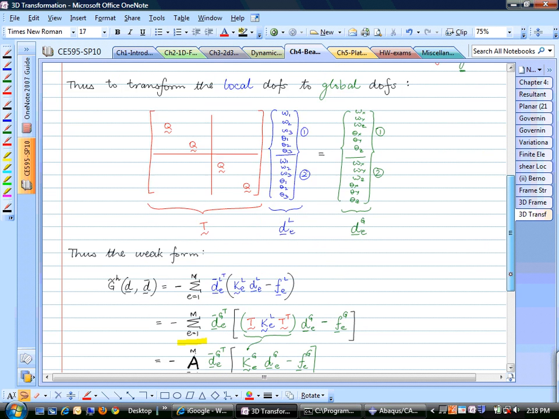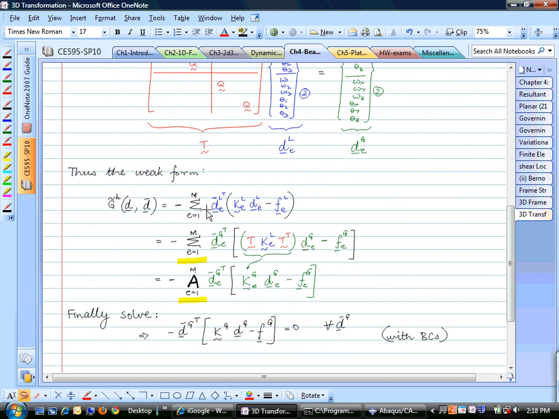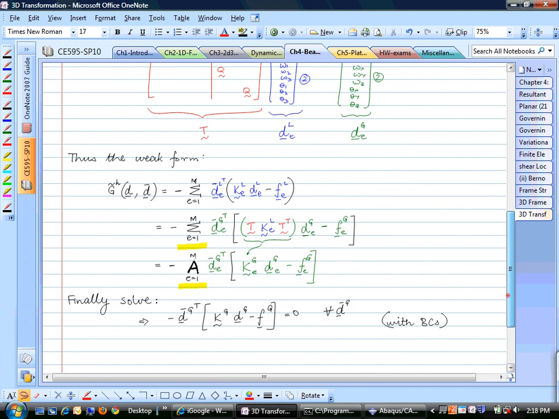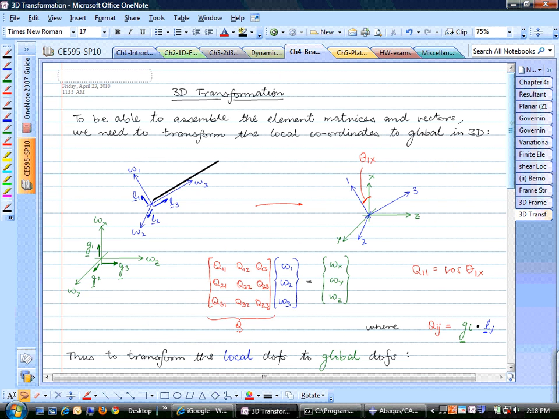And after that, you use the same sort of idea. You're writing the weak form, transform them to the global coordinates, and that sum then turns into assembly, and you get your equation just like before. So you can solve this equation with boundary conditions and see how that goes. So that's pretty much on the theoretical side.